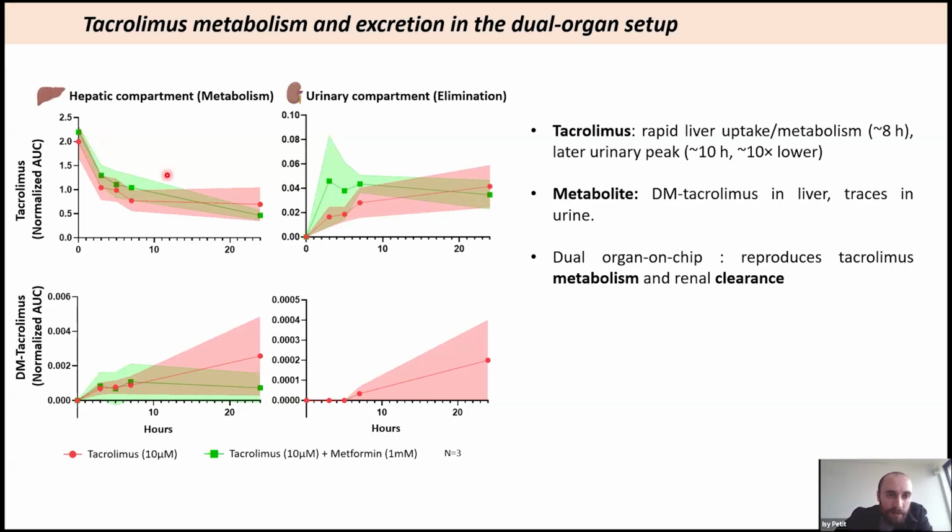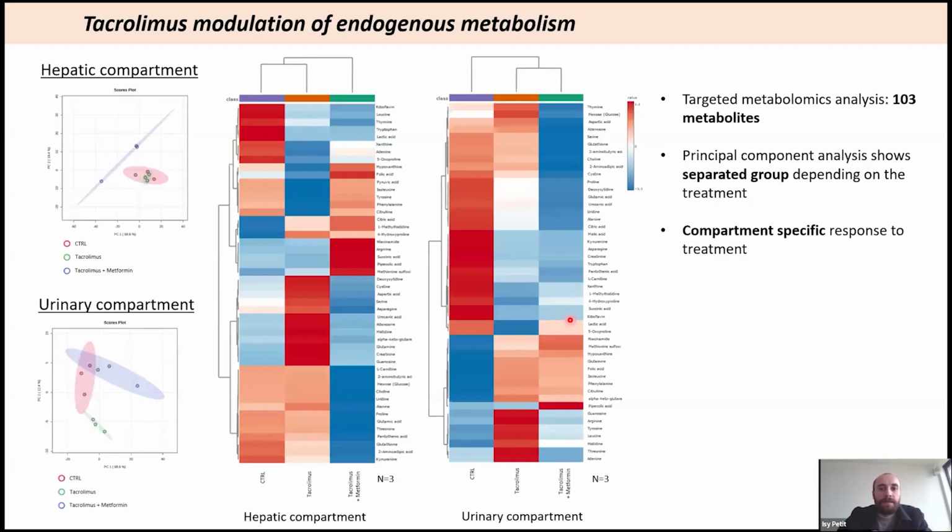And what about the metabolism? Yes, we have the appearance of the main metabolite, desmethyltacrolimus, in the hepatic compartment. And we only saw traces in the renal compartment, in the urinary compartment. But okay, our model can reproduce metabolism and renal clearance of the tacrolimus. But we would like to push further. To do so, we have used targeted metabolomic analysis to look for 103 metabolites.